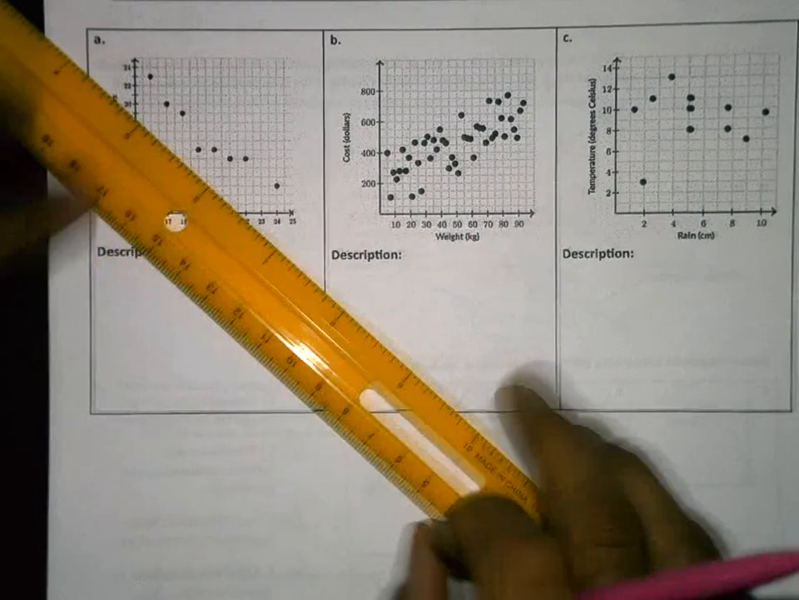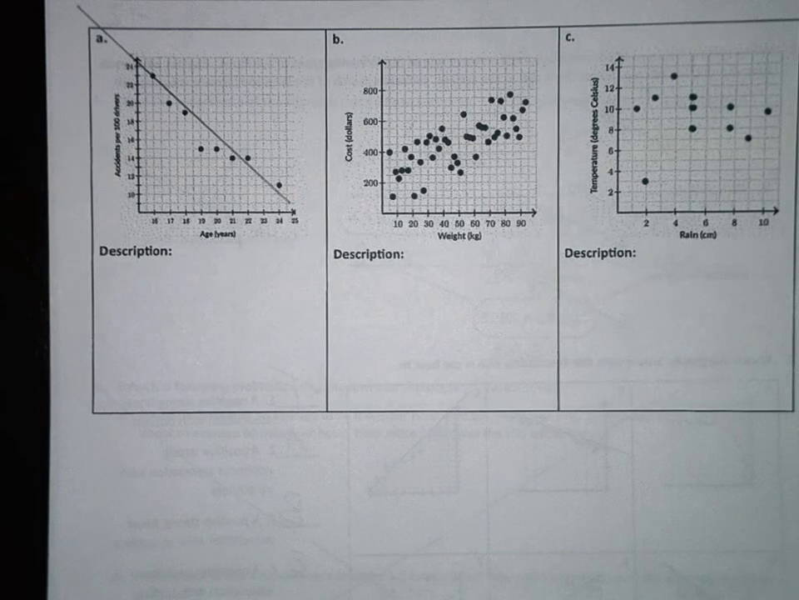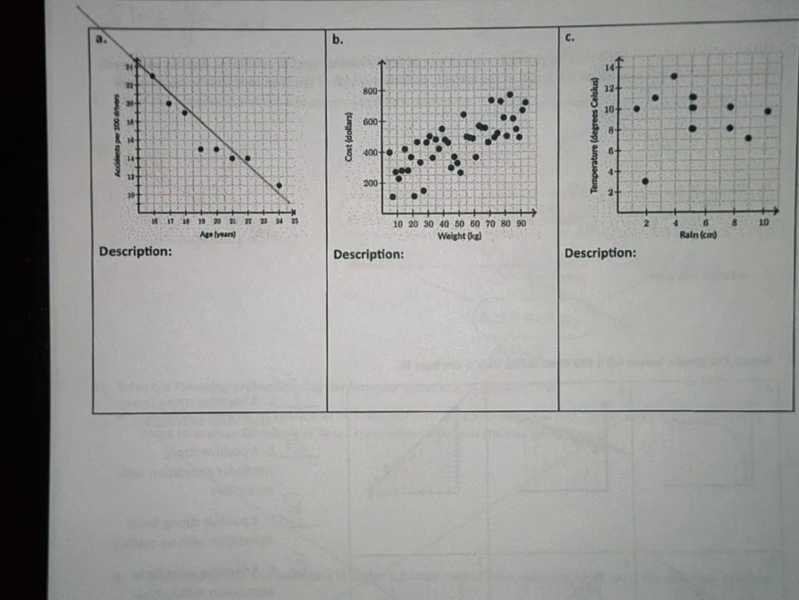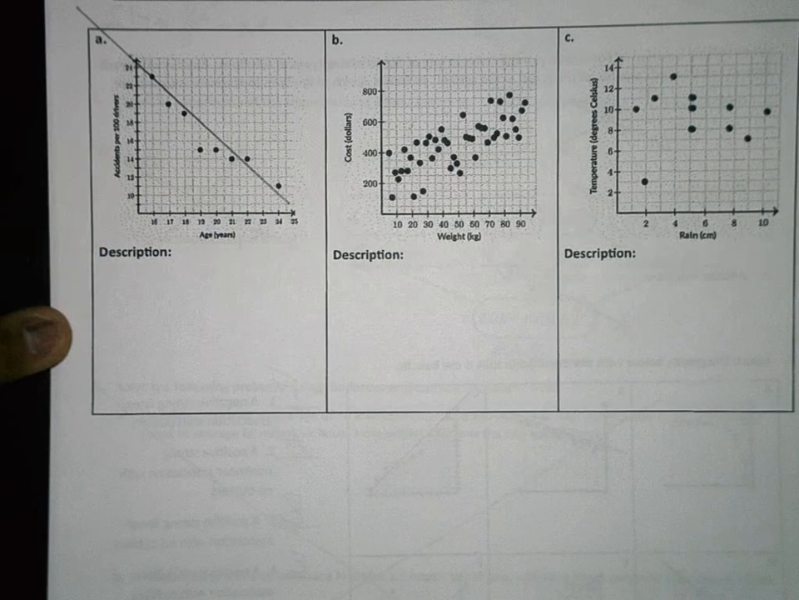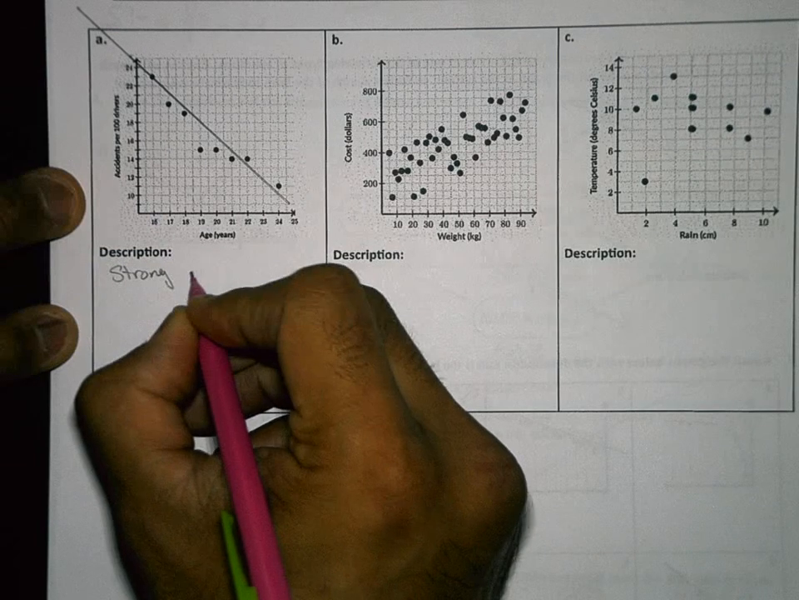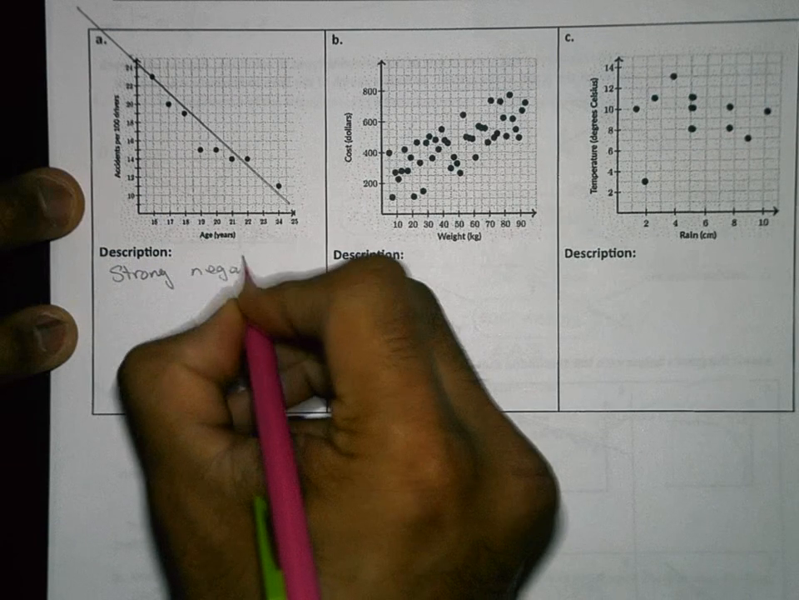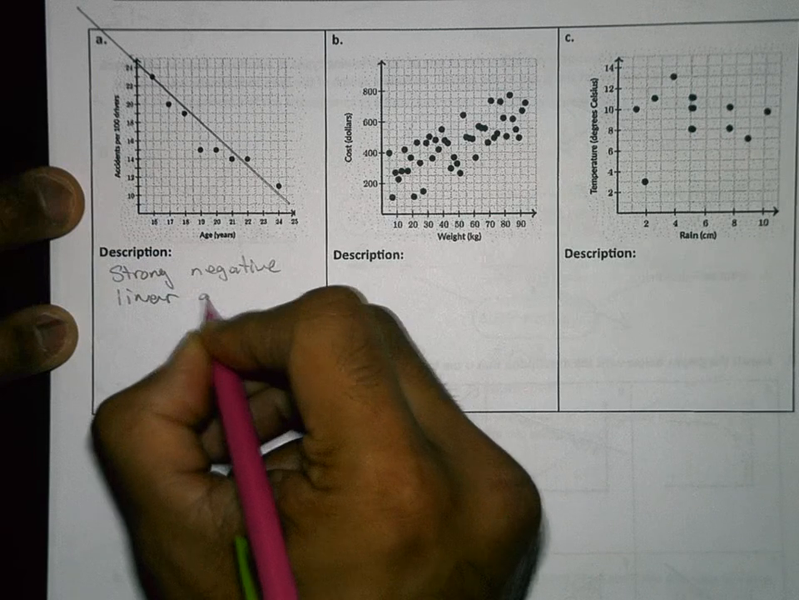So if I go through here and I drew a line through this, my first question is, am I able to draw a line through that? And I would say, yeah, that I can. So this is going to be, are those pretty tight to the point? You know, in my opinion, I'd say those are pretty strong. So I would say this has a strong, negative, linear association.